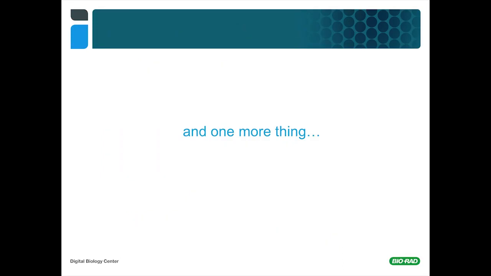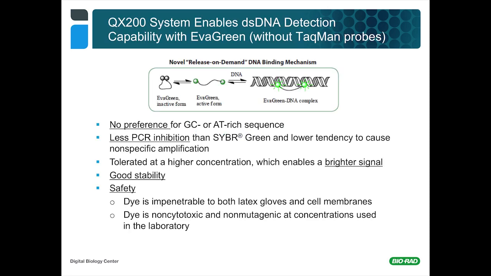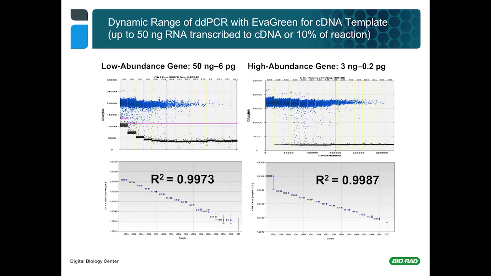The last thing I want to leave you with, and just take about 2 minutes for that, is just to say that with the launch of the QX200 system several months back, now we can go beyond using just TaqMan hydrolysis probes. There's the ability to use a DNA binding dye, EvaGreen, requires no TaqMan probes, just well-designed primers. This gives very, very high performance, and shown briefly in this next slide, we show low abundance and high abundance genes being detected over 4 logs of range with extremely linear detection.